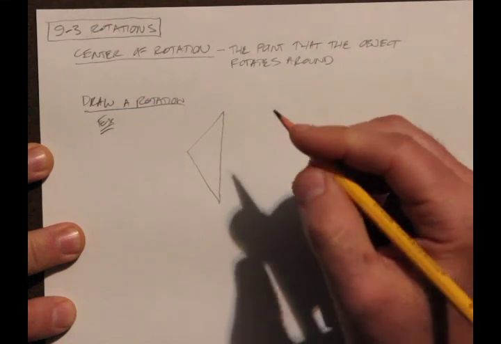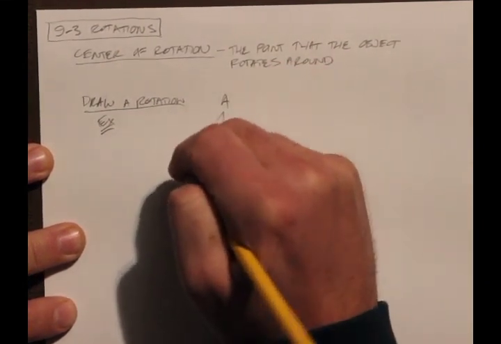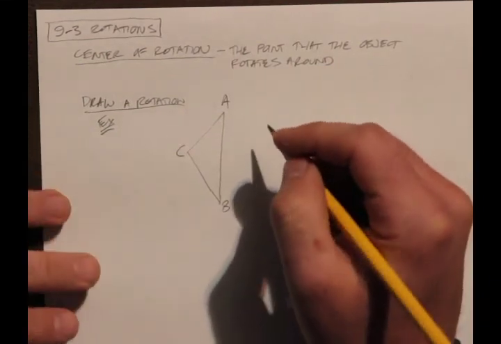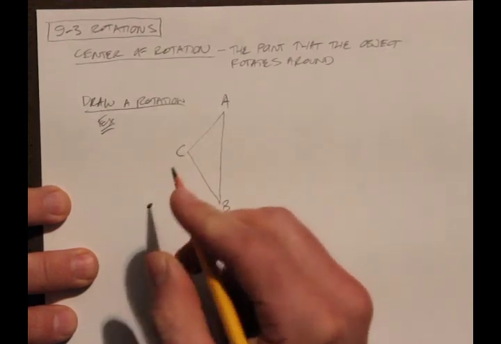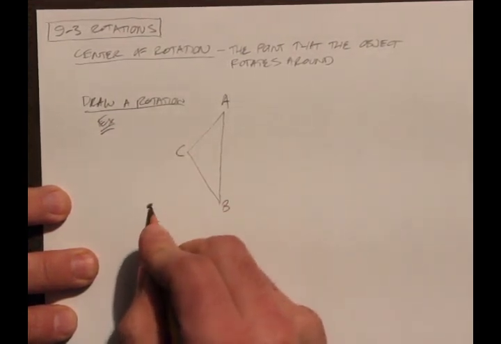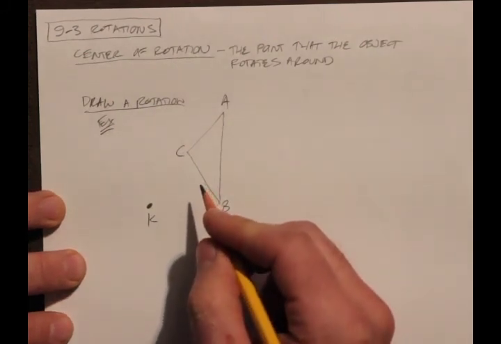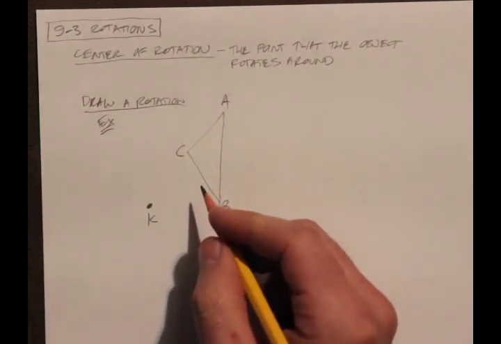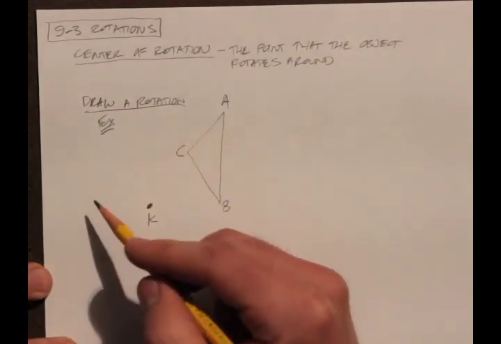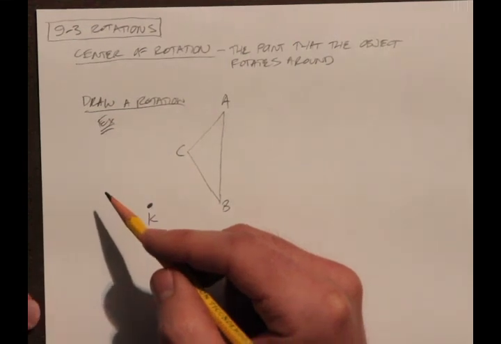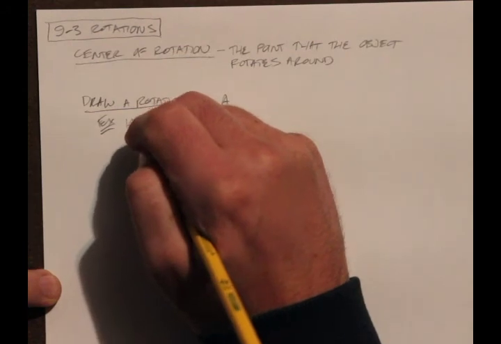And this is triangle ABC. And this point right here is K. This is going to be our center of rotation. And we are going to rotate this thing from here all the way over to here. Now, we're going to approximate 140 degrees.